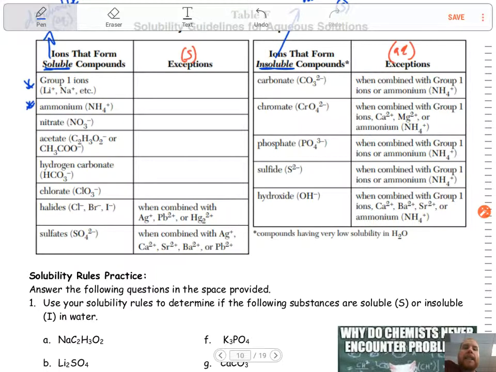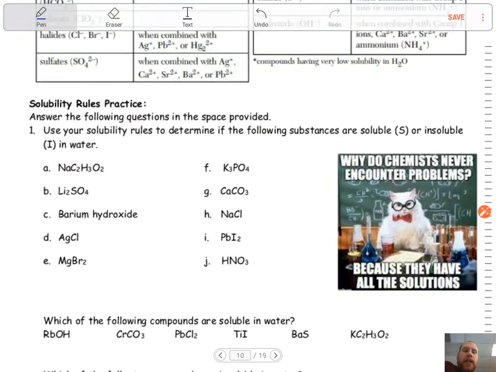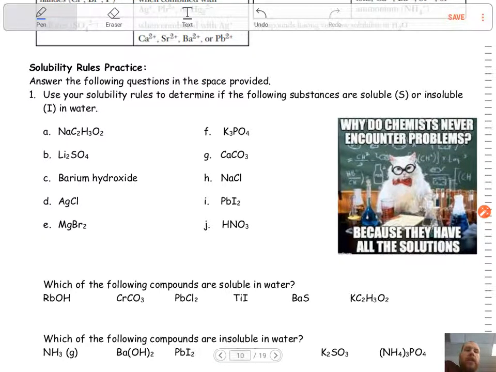Those are the only positive ions that we have on this table. Everything else are anions, unless they're the exceptions, okay? So let's take a look here at some practice. Let's jump in. We're going to use our solubility rules to determine if the following substances are soluble or insoluble.